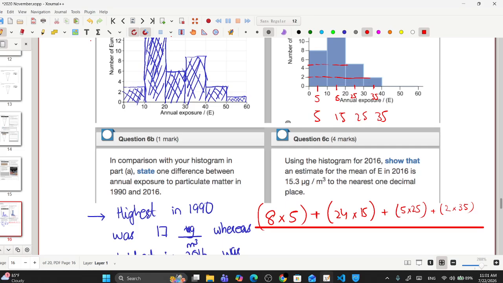Look, 2, 4, 8, and 24. In fact, no, this is not 4, this is 5. So 24 plus 8 plus 5 plus 2. 32 plus 7, which becomes 39. So this entire value, in order to find the arithmetic mean, is going to be divided by 39.